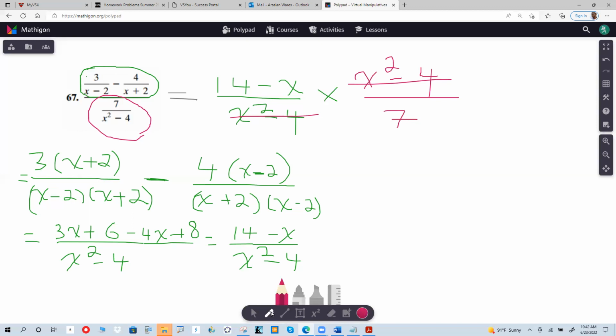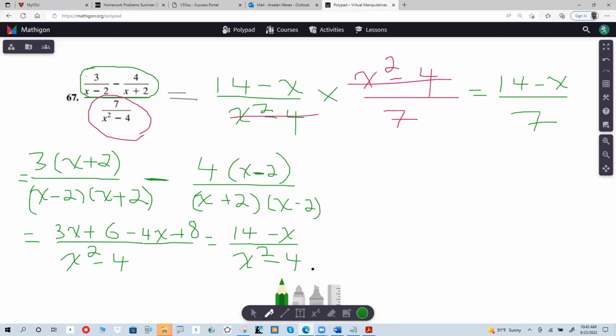So I have a question though. Since we have 7 at the bottom and 14 at the top, could we divide 7 by 14? Not really. I'll address it. Don't worry. So my final answer is going to be 14 minus x over 7, and that's your answer. You cannot divide 14 by 7.